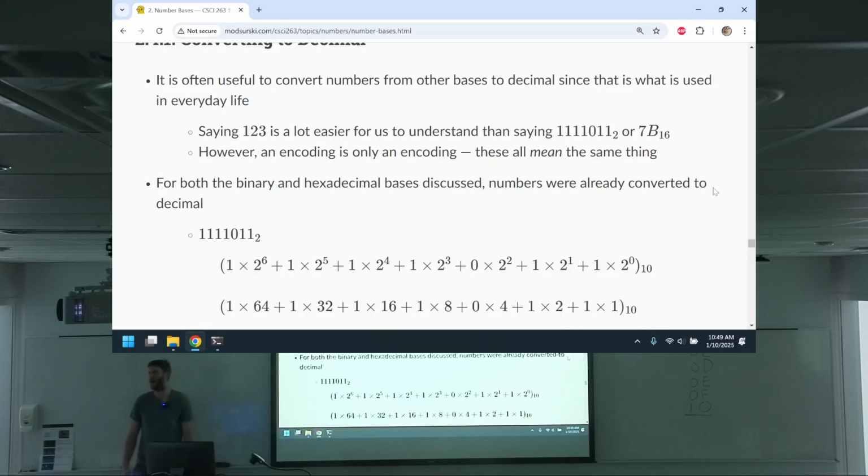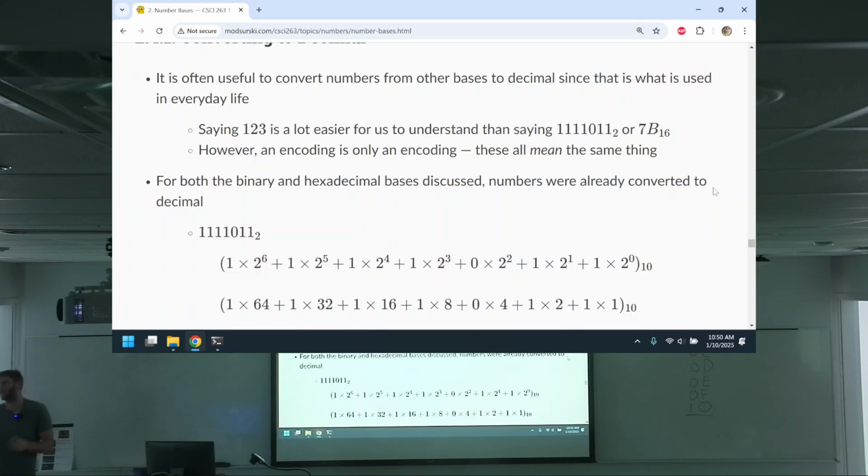So it's often useful to convert numbers from one base to another base. And we've already done this, like from binary to decimal or hex to decimal, right? We just need to know what the meaning of each digit is, multiply how many things of that position you have with its magnitude, and just add them all up together, right? That's what we did to convert to decimal.